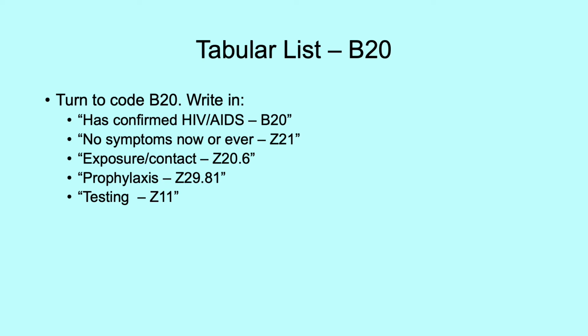So let's move on to the tabular list, the list of the actual codes. First, turn to B20. So in that entry, write in confirmed HIV/AIDS B20, no symptoms now or ever Z21, exposure contact Z20.6, prophylaxis Z29.81, testing Z11. So lots of possibilities here, and so you want to make that clear and easy to find.